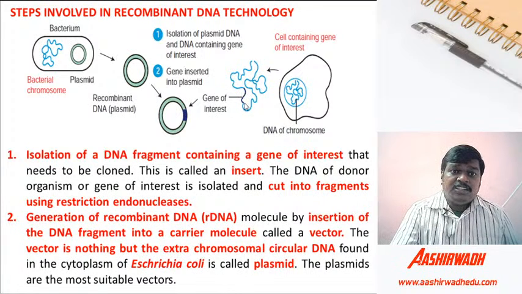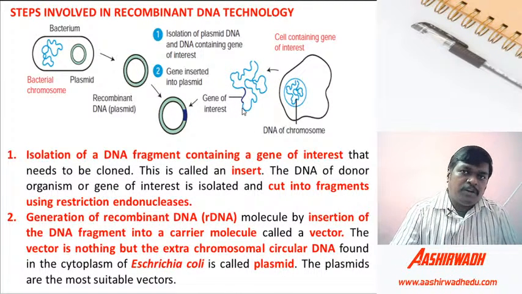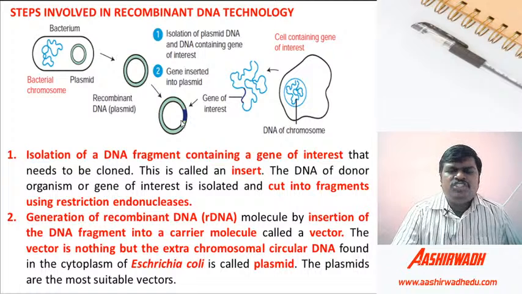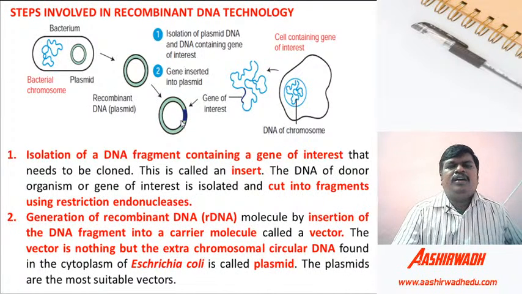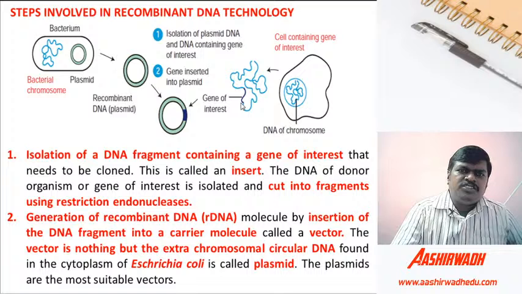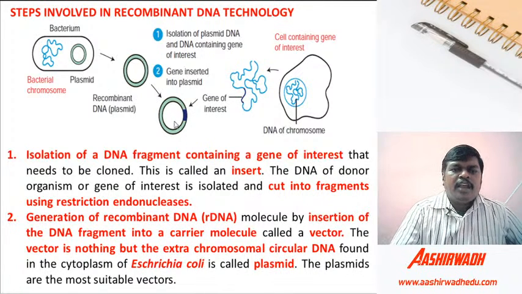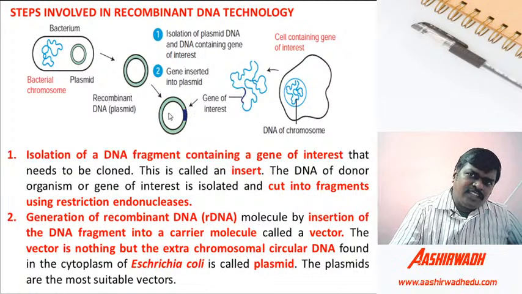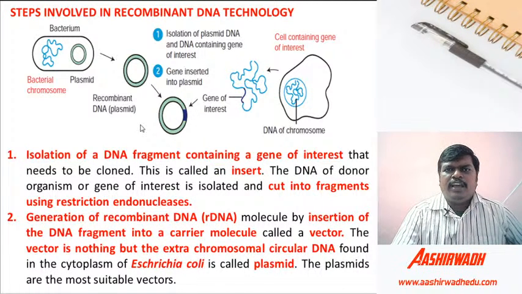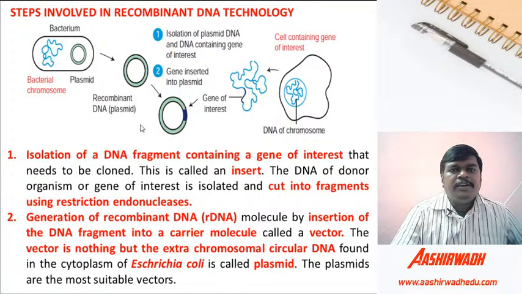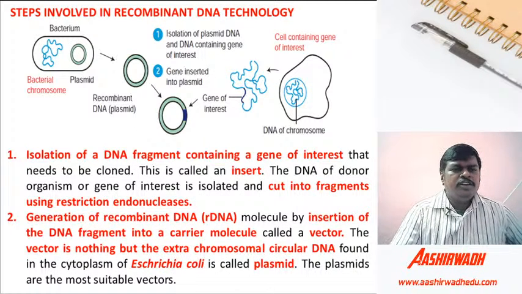Here we have to cut the gene of interest from one organism. Similarly, we have to cut the fragment of plasmid, so that this gene of interest will be inserted into the plasmid. After the insertion of gene of interest into the plasmid, this plasmid is known as recombinant plasmid. Usually for plasmid, we will take the bacteria, E. coli bacterium.